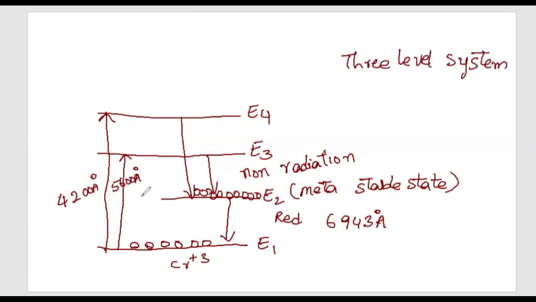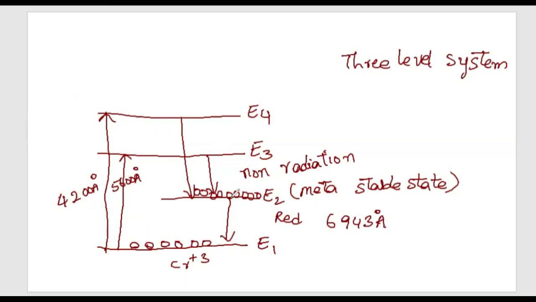Though here it looks like four energy levels, it is a three-level system only. Why? Because whatever the number of upper energy levels, the chromium ions go to two higher energy levels, but the transition goes from the excited level to the metastable state and then the ground level. So three energy levels are used. So it is a three-level system. And once the atoms reach E1, again these atoms will be excited to higher energy levels, population inversion is achieved, and then laser transition will occur between E2 and E1.